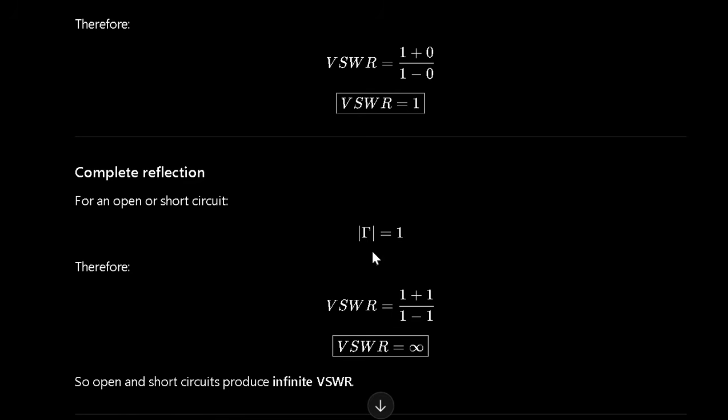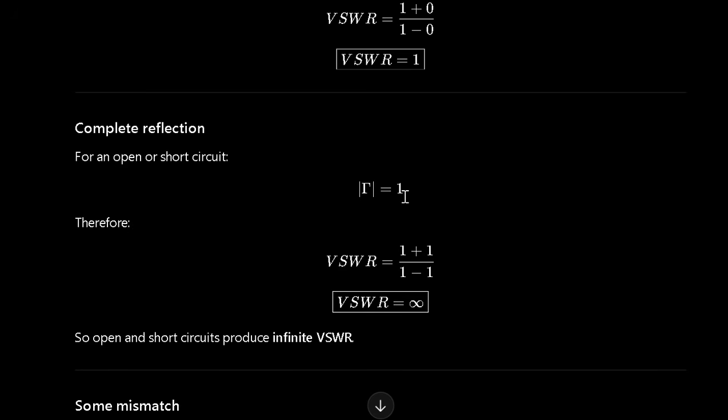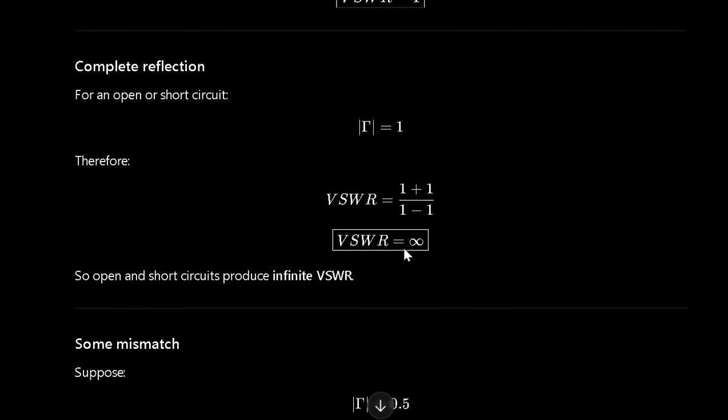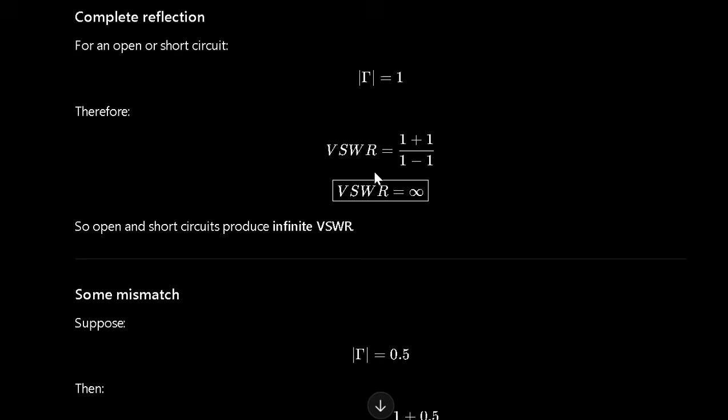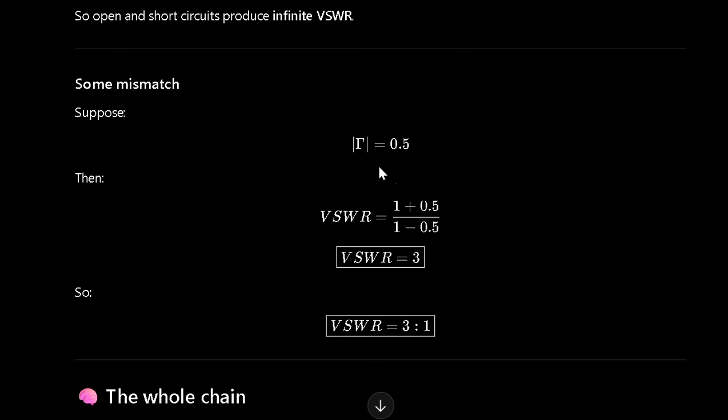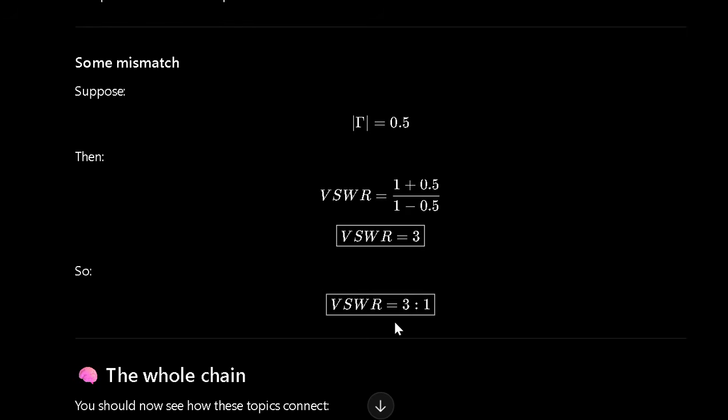Complete reflection is for short and open circuits. The reflection coefficient is plus 1 or minus 1 for short and open circuits. If you take the magnitude of those, we get 1, and if you solve it, VSWR is infinite. This is for matched. For some mismatch, if the reflection coefficient is 0.5, then VSWR equals (1 plus 0.5)/(1 minus 0.5), so it gives a 3 to 1 ratio.